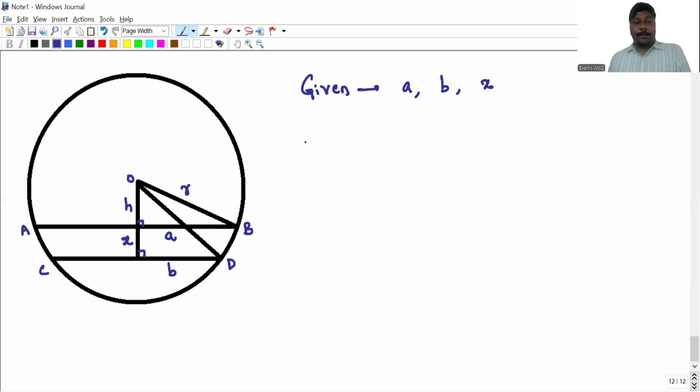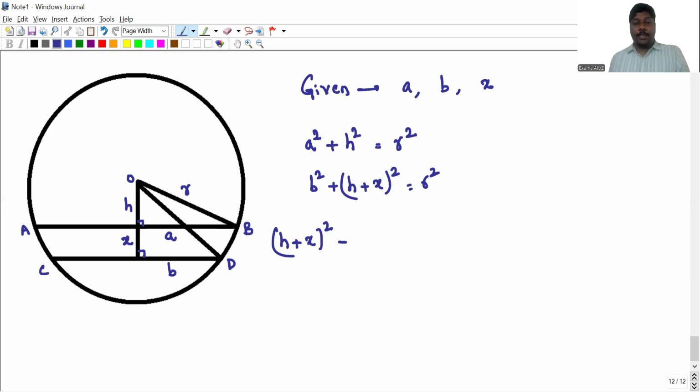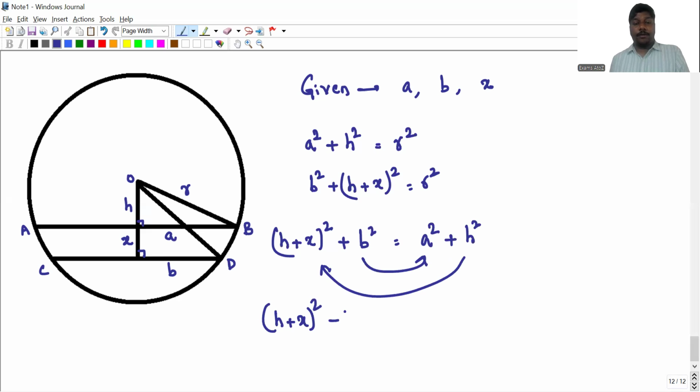Look at the first right angle triangle. You can say A square plus H square is equal to R square. Look at the second right angle triangle: B square plus H plus X whole square is equal to R square. If you equate these both, H plus X whole square plus B square is equal to A square plus H square. You bring B square to this side and H square to this side. Then H plus X whole square minus H square is equal to A square minus B square.